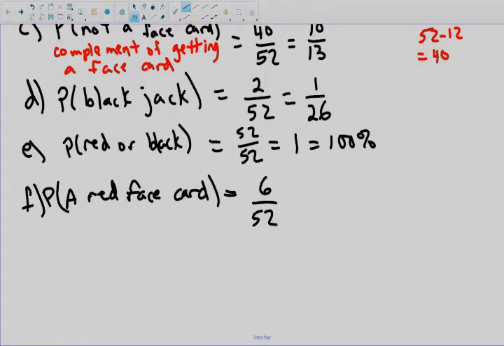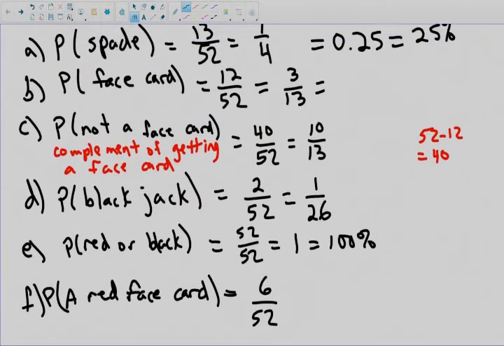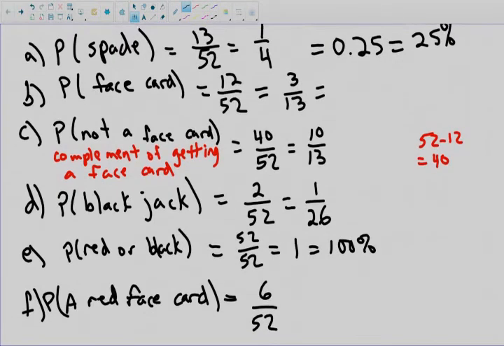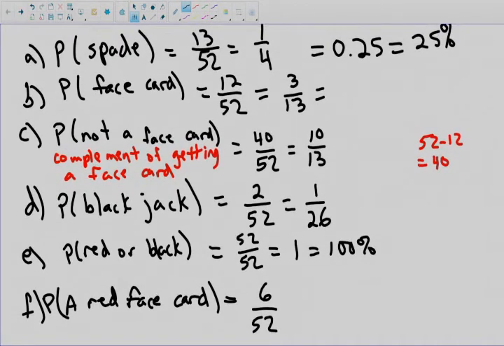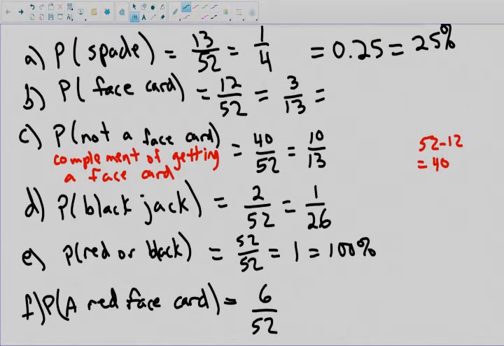So that's question number 1. Once again, if you have any questions about how I came up with any of the answers for these, please let me know through email so I can get back to you.